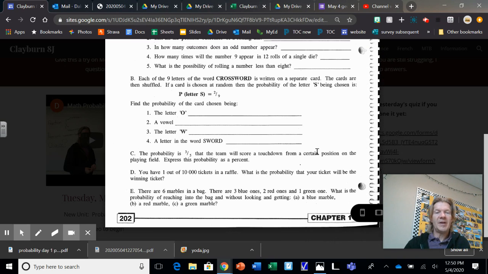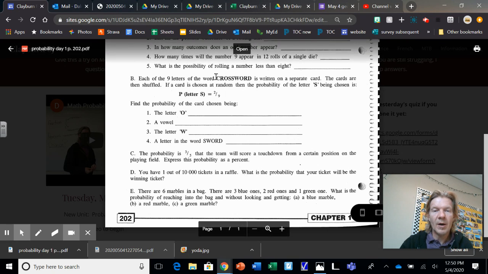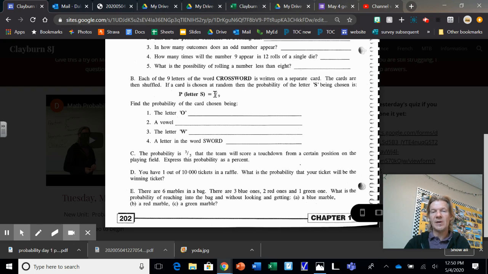B, each of the 9 letters in the word crossword, so crossword is made of 9 letters, are written on separate cards, right? And then the cards are shuffled, and then a card is chosen at random. So what is the probability of an S being chosen? Okay, well, if you look at the word, there's 9 letters. So the denominator has to be 9, the bottom, and there's 2 S's. So there's 2 chances to get an S. So the probability of an S is 2 chances out of 9. So if I divided 2 by 9 and then times it by 100, I get 22%.